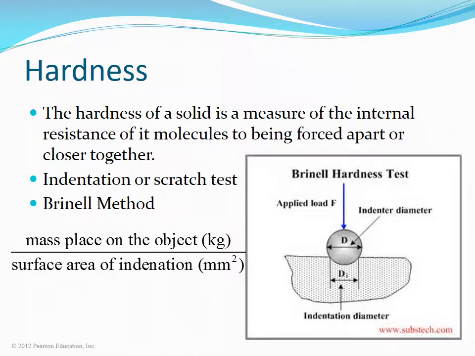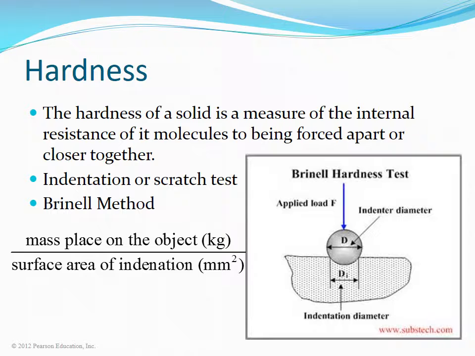The hardness of a solid is a measure of the internal resistance of its molecules to being forced further apart or closer together. More commonly, we classify the hardness of a solid in terms of its difficulty in being scratched using a scratch test. The given material is scratched in a certain way. Its scratch is then compared with a series of standard scratches of materials that form an arbitrary hardness scale from very soft solids to the hardest known substance, diamond.